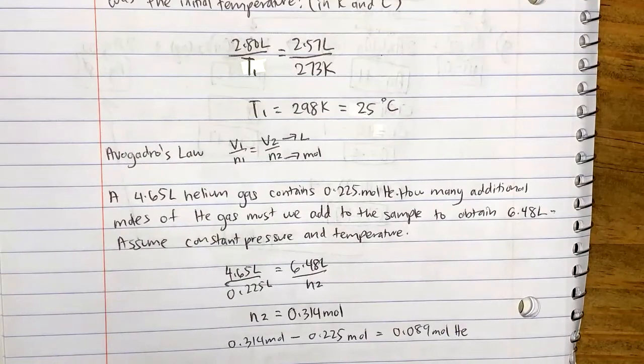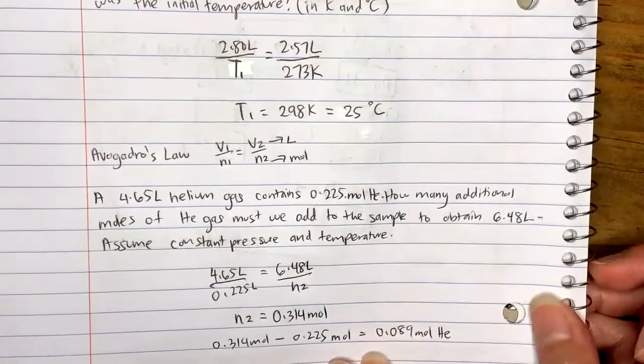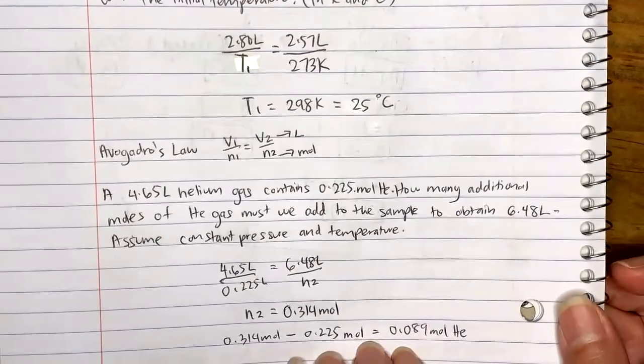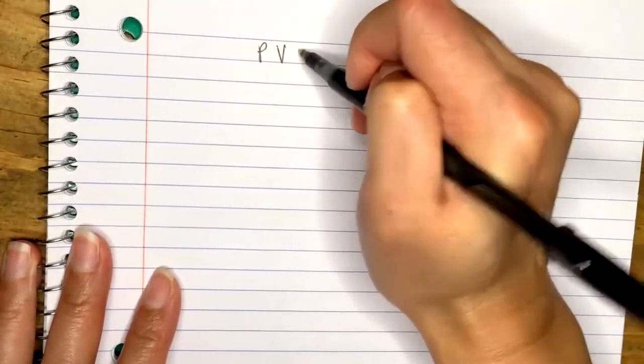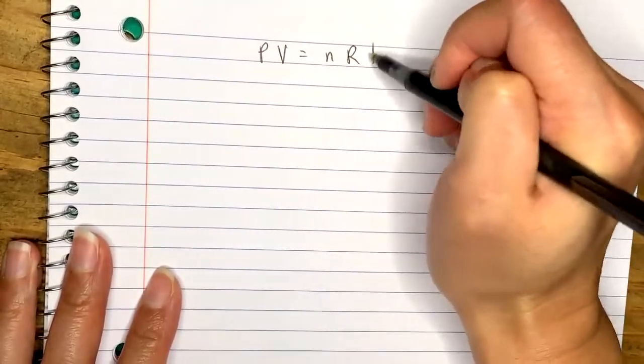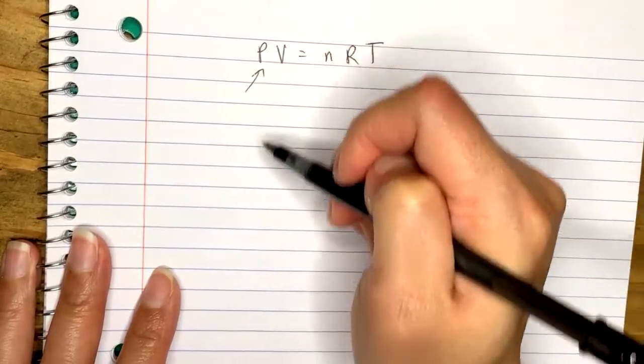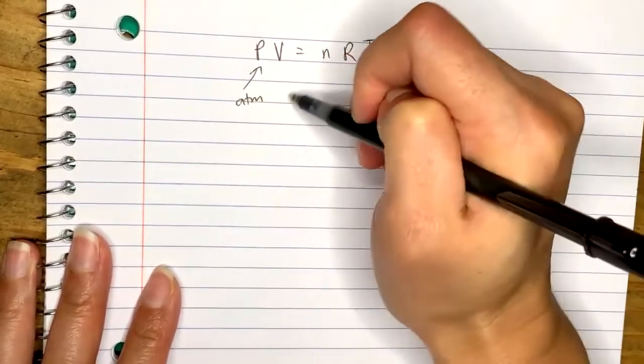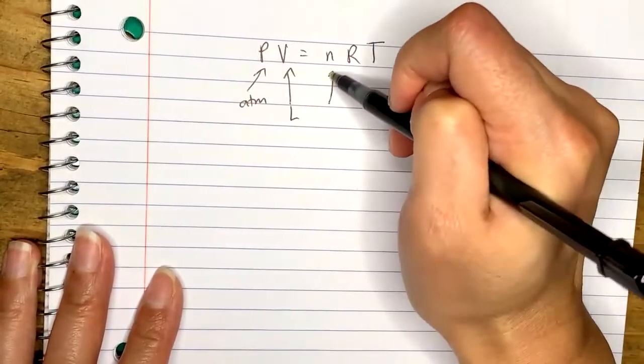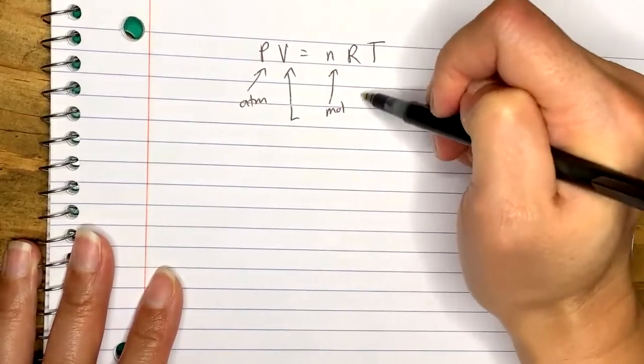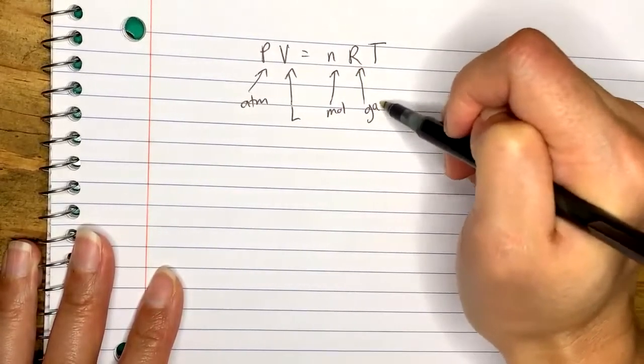So let's take a look at all these three simple gas laws and we wanna combine them into the ideal gas law, okay? So I wanna show you how it's all related to the ideal gas law. So ideal gas law, PV equals nRT. This one is pressure in ATM, volume in liter, n is number of moles, R is a gas constant.